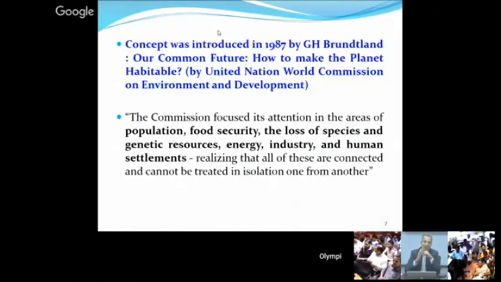And what were the concerns? They talked about population, they talked about food security, they talked about loss of species and biodiversity and genetic resources, then energy, industry, and human settlements. These were the major issues which were dealt with in this report, and various strategies were suggested.